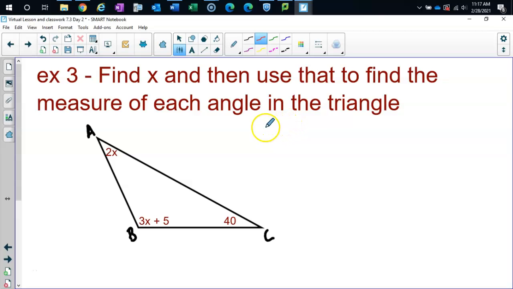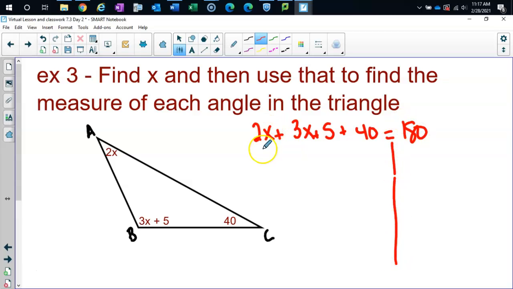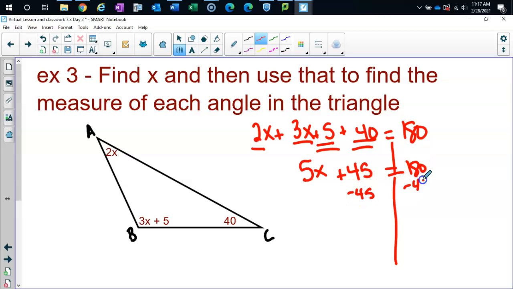So our equation will be 2x plus 3x plus 5 plus 40 equals 180. On the left side, we need to combine like terms. 2x plus 3x is 5x. 5 plus 40 is 45, equals 180. Solve this, subtract 45 from both sides, and we have 5x is 135. Divide both sides by 5, and we end up with x is 27.